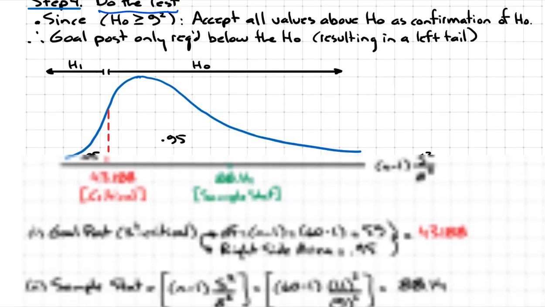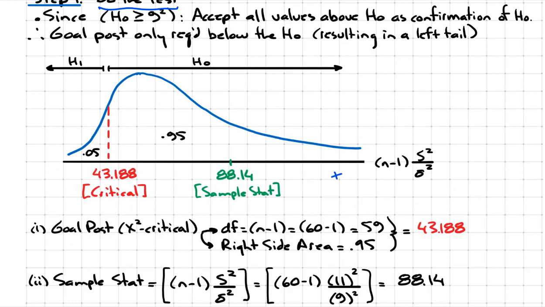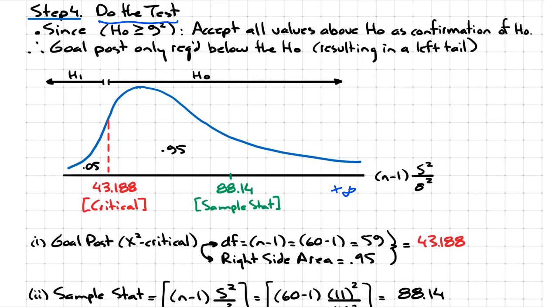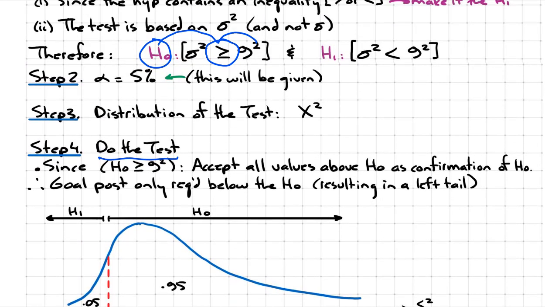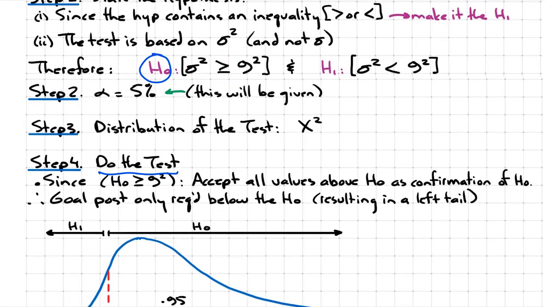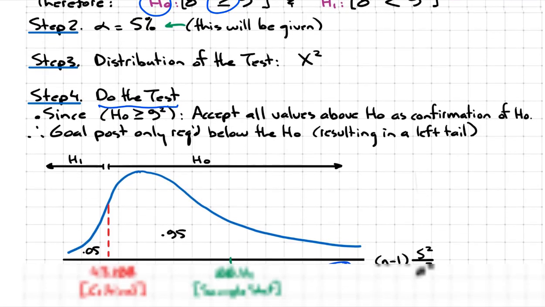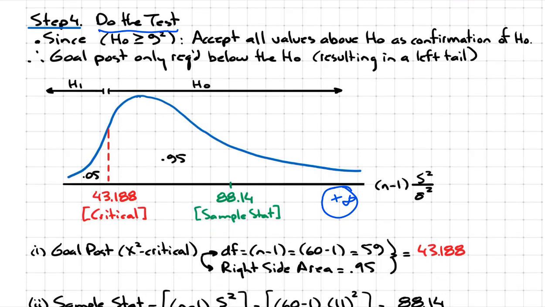So let me ask you this. If I had positive infinity, would that be null range or alternative range? Well, let's see. Positive infinity, last time I checked, is definitely greater than 9 squared, so that would be null territory. So that's my clue that the null range starts from positive infinity and goes all the way to the left side of the distribution. So the entire 95% acceptance range for the null would be on the right side.